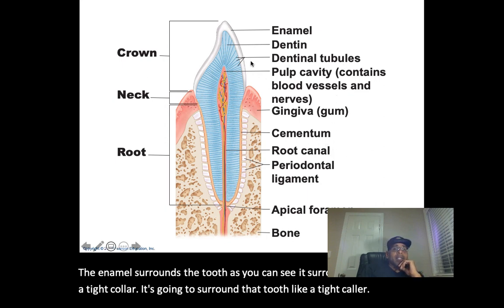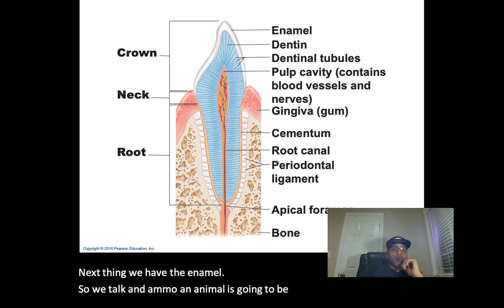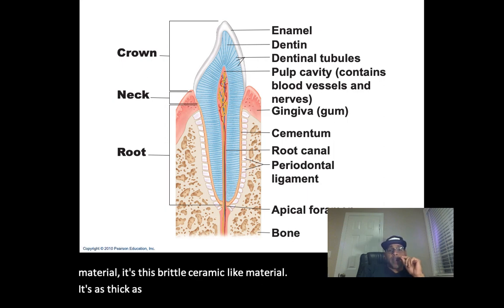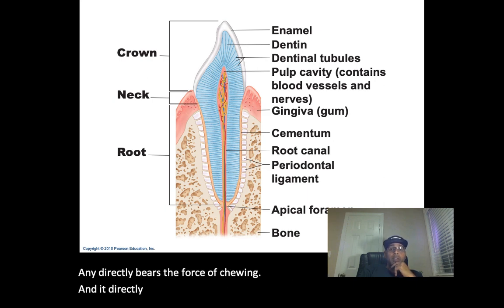Next then we have the enamel. When we talk enamel, enamel is going to be this brittle ceramic-like material. It's as thick as a dime, so it's very thin, and it directly bears the force of chewing.